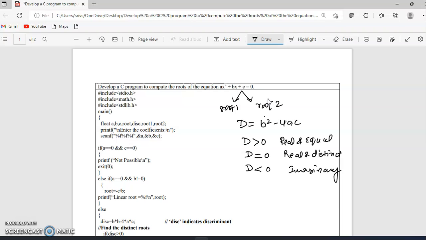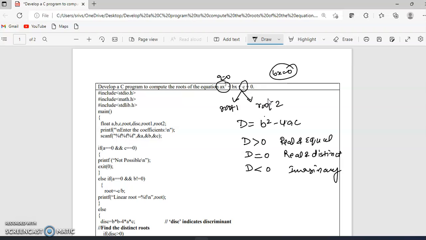And one more thing: if the quadratic equation is ax square plus bx plus c, and if a is 0, this becomes 0, and c is also 0, this also becomes 0. So a and c both are 0, we have bx equal to 0. That means we will say that it is not possible to calculate the root.